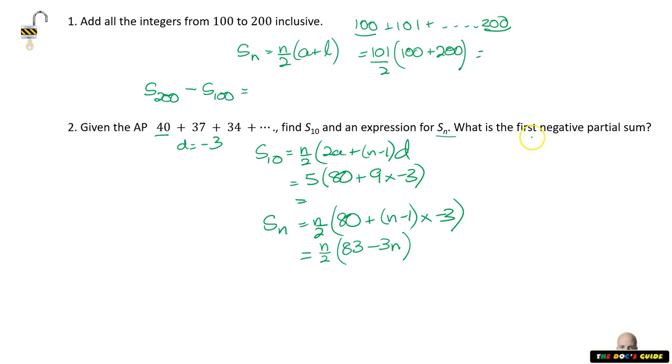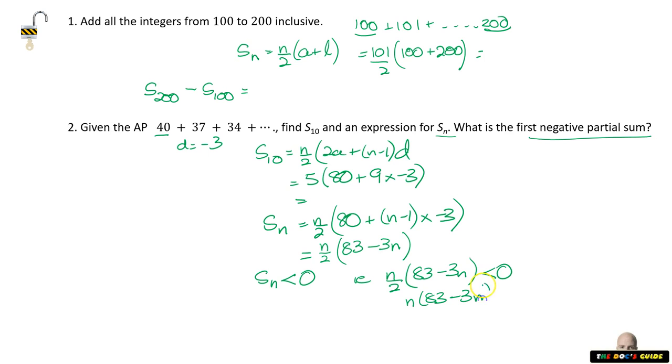And then to find our first negative partial sum, that means that we want the smallest value of n for which Sn is less than 0, for which Sn is negative. So we want the value of n for which this equation, adapted for this series, is less than 0. We now set out about solving that. Multiply through by 2, and that will give us this. Then we know that the critical values, if you like, are n equals 0 and n equals 83 on 3, so we get 27 and 2/3.